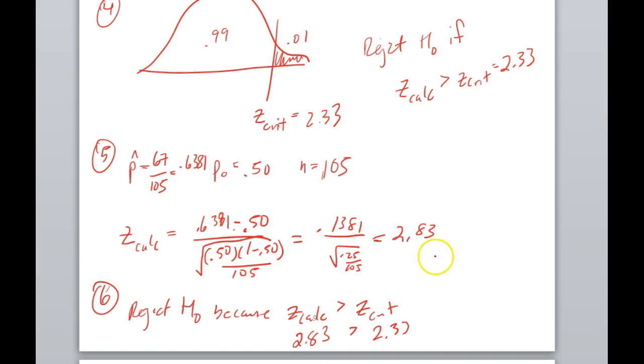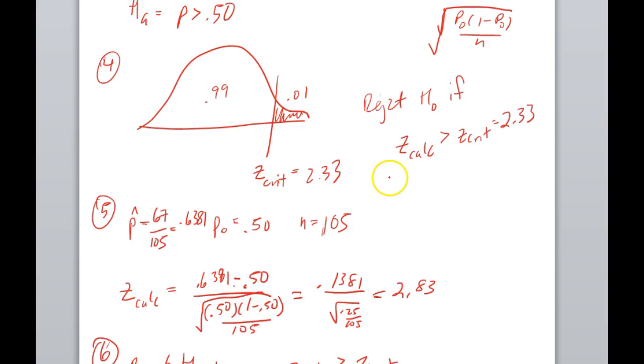And so then what does that mean in layman's terms? That means that Shell management has obtained significant statistical evidence such that they believe more than 50% of their office workers want the 4 10-hour days as opposed to the 5 8-hour days. That's that.